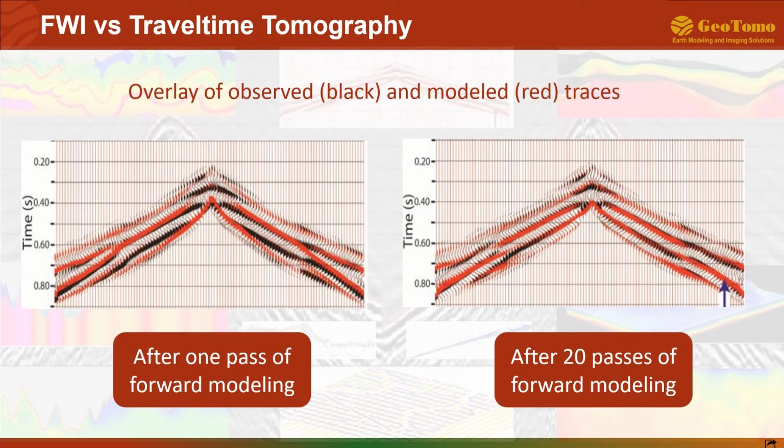Here we overlay the recorded traces in black and the modeled traces in red, showing the results after one pass of forward modeling and after 20 passes. Note where the arrow shows improvement in the overlay of the reflection events.